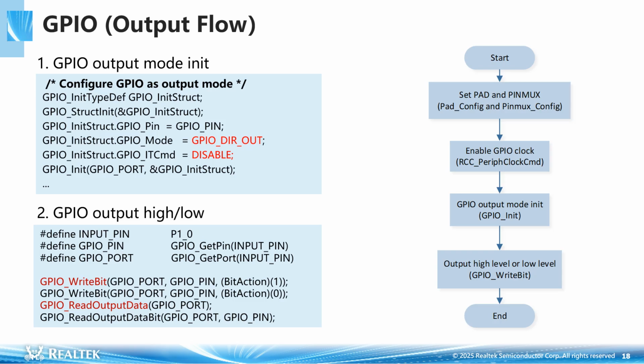For example, you can call the GPIO write bit function to control the output level of the GPIO. Or you can call the GPIO read output data function to read the current output status of the pin.